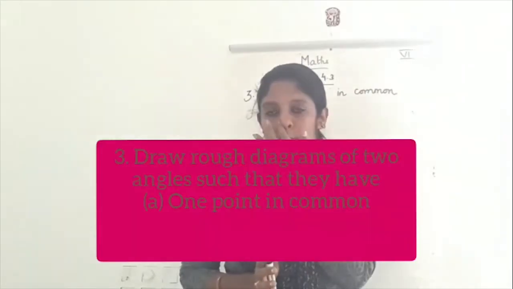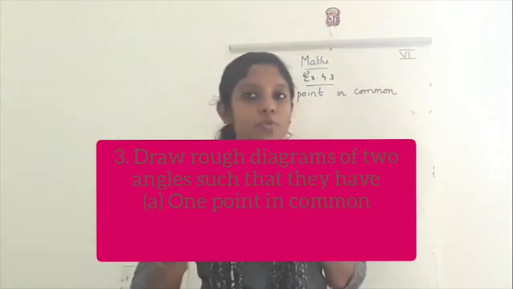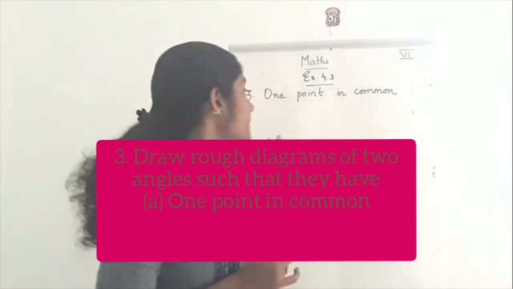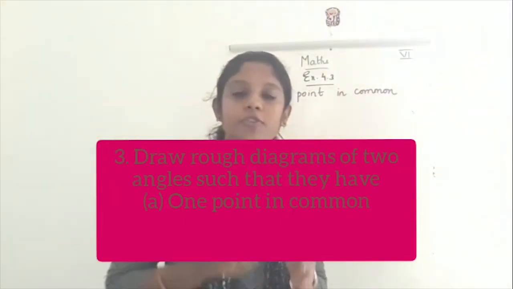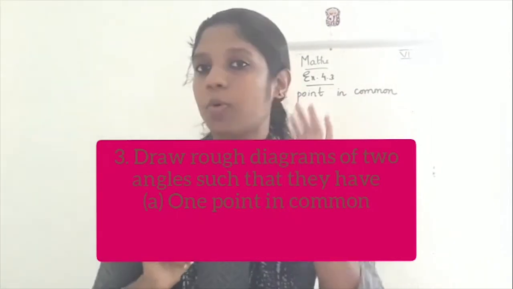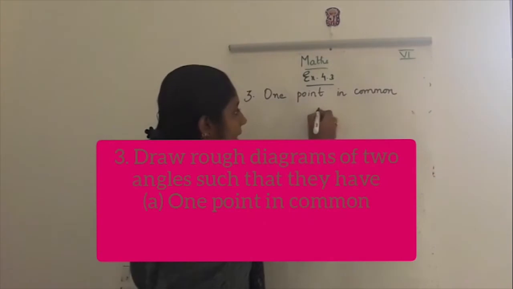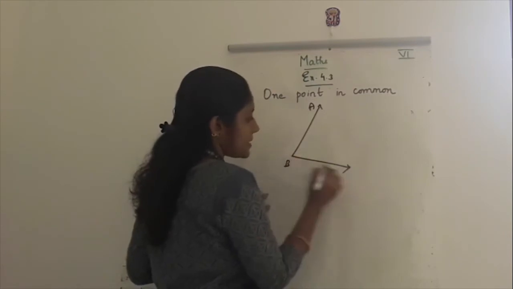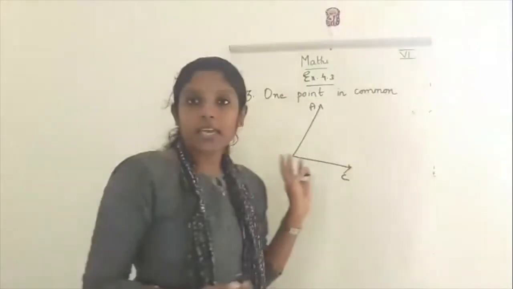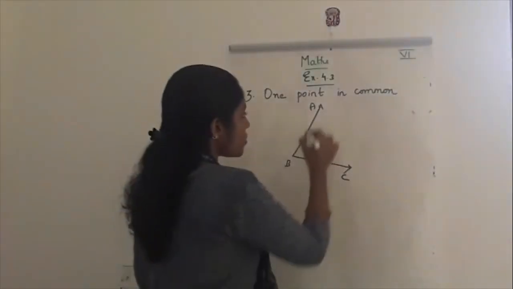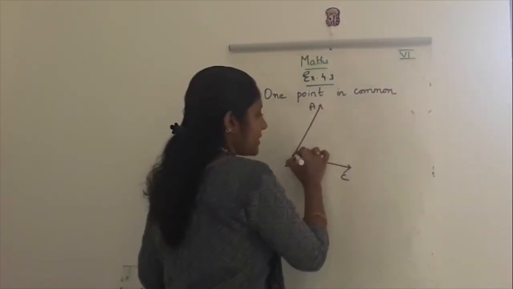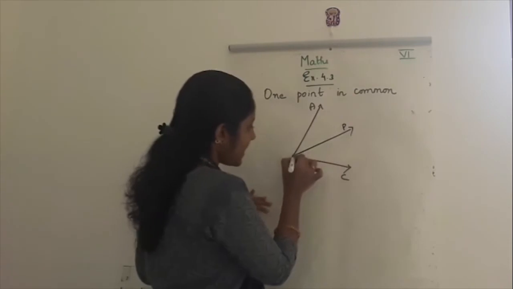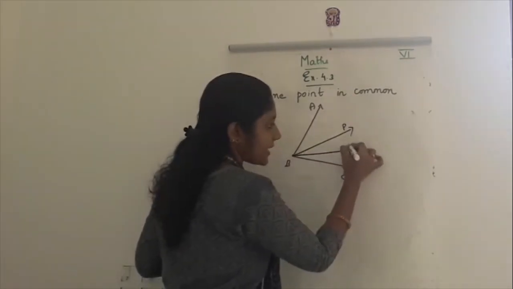The last question of exercise 4.3 is to draw rough diagrams of two angles, and some conditions are given there. The first one is that one point is common. So you have to draw two angles where only one point is common. I am going to draw one angle here and label it A, B, C. Here B is the corner, or the vertex. Now I am going to draw another angle with the same point common, labeling it P. Same like that, we can draw another angle and label it Q.